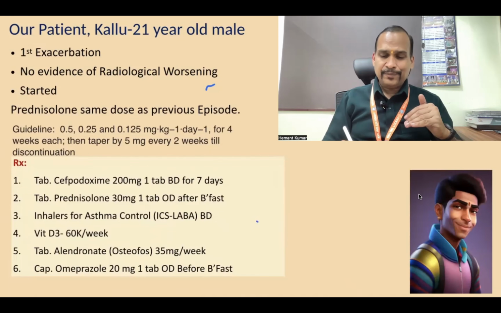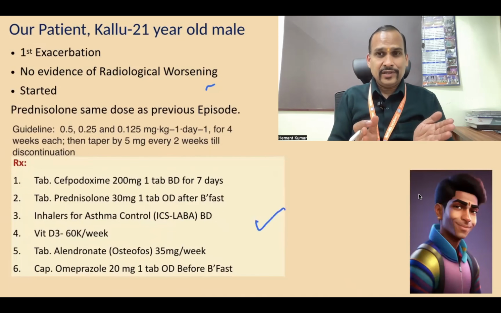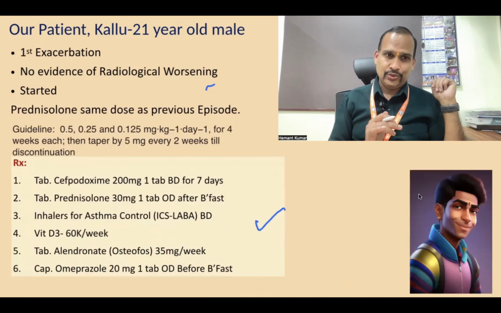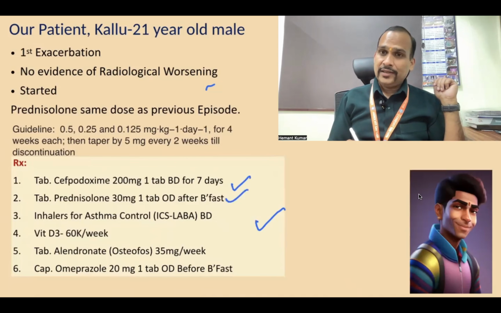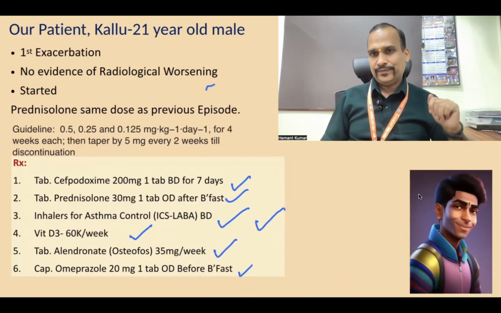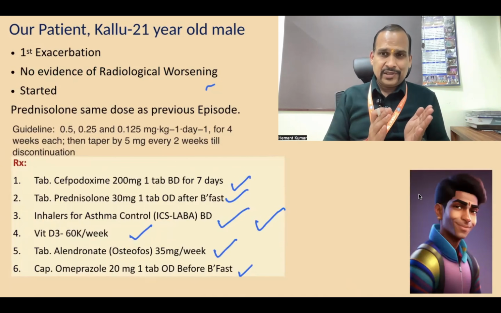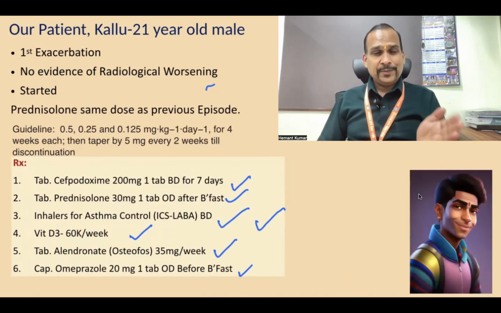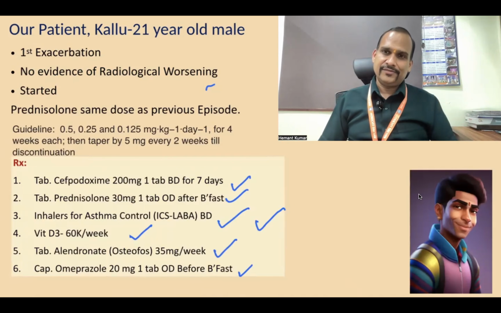So this is the same prescription which we gave when the patient came the first time with ABPA diagnosis. So antibiotic, prednisolone, treatment for asthma control, then supplements, vitamin D3, alendronate and omeprazole. So this is the treatment prescription we used to give for ABPA patients. And this prescription may be different for you, and may be different for other physicians. Right.